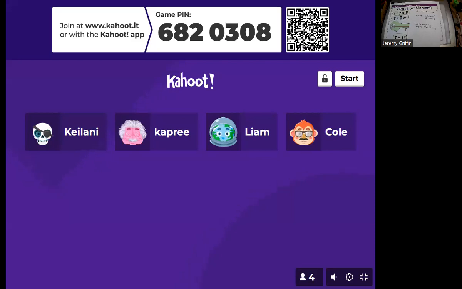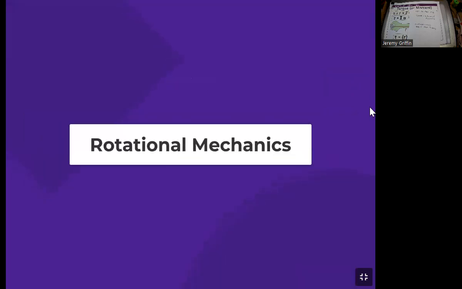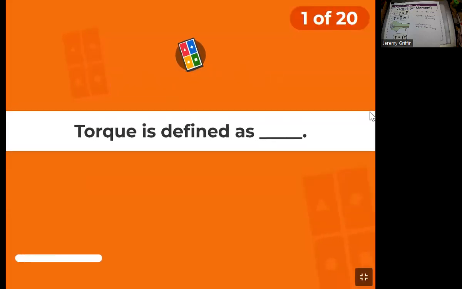All right. Anybody else going to log on here? Got all our players. All right, and let's go. All right, rotational mechanics. Torque. What is torque defined as?